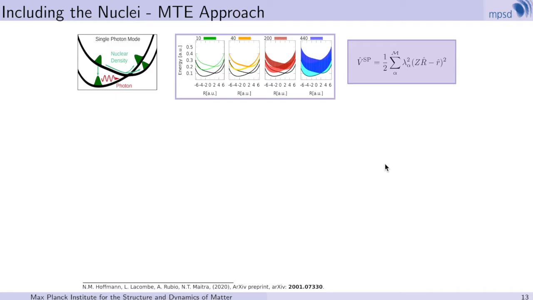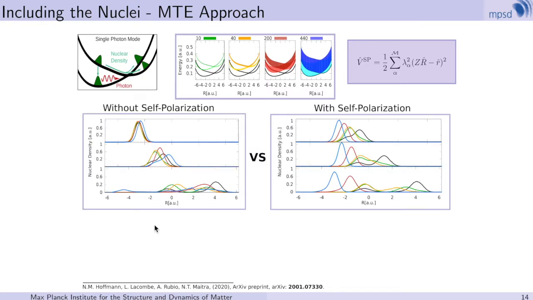But in our case, we go up to 440 photon modes, and we first for sure didn't include this term because we didn't think about it, and we found that including or not including this term in a multimode setup completely changes your physics. Here now is the dynamics of your wave packet without self-polarization, and those are the dynamics with self-polarization.